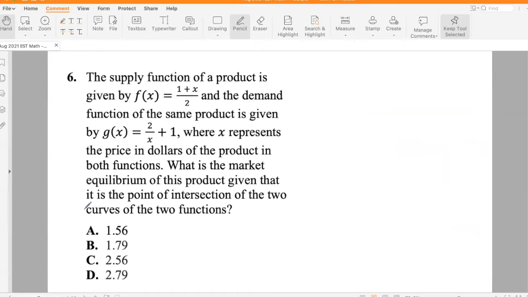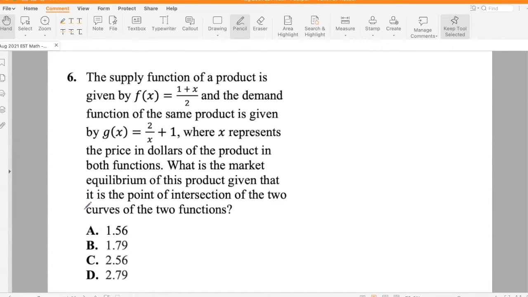The supply function of a product is f(x) = 1 + x/2, and the demand function of the product is g(x) = 2/(x+1), where x represents the price in dollars of the product. What is the market equilibrium for this product, given that it is the point of intersection of the two curves?